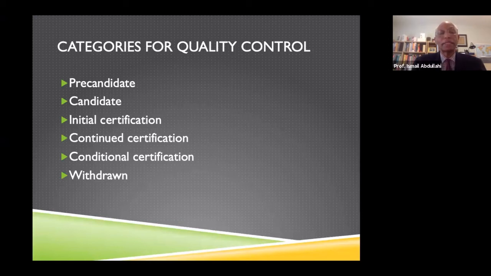If they don't meet the standards in one or two areas, let us say in curriculum or in faculty, they will be put on conditional certification. So they have to correct those errors or adjust to the requirement of the standard. Once they correct that error, they will get back to their continued certification. But if they don't meet those standards again, they will be withdrawn from the quality control area.